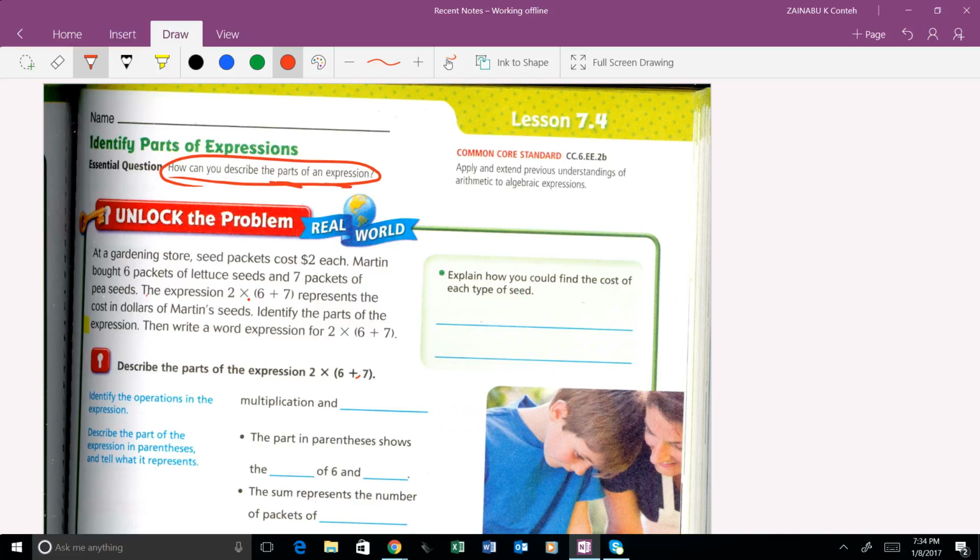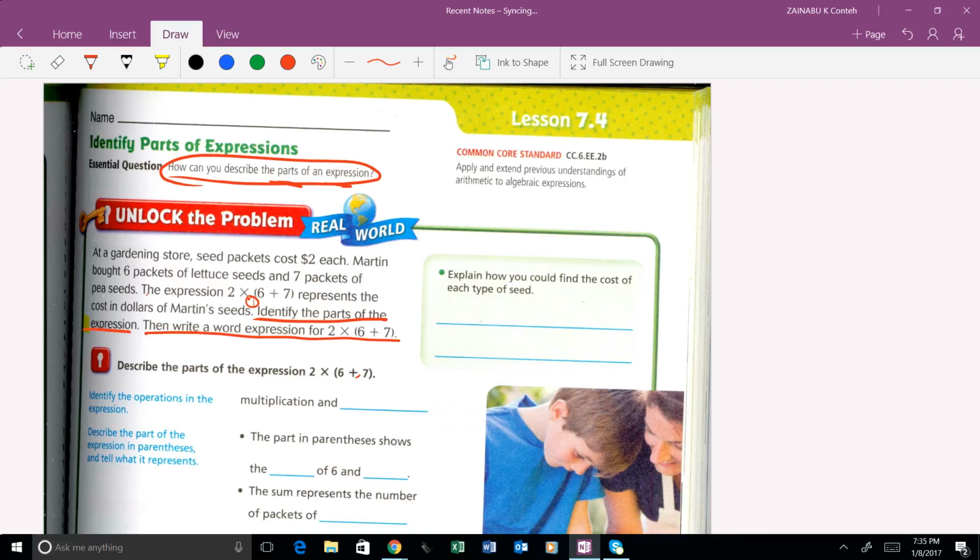So let's first go through the steps of the problem solving plan and identify what this question is really asking us to do. Sometimes there's not an actual question mark, but rather a period that tells us this is something you're asked to find. In this case, it's identify the parts of the expression. The second thing is to write a word expression for 2 times the sum of 6 and 7, or 2 times (6 plus 7).